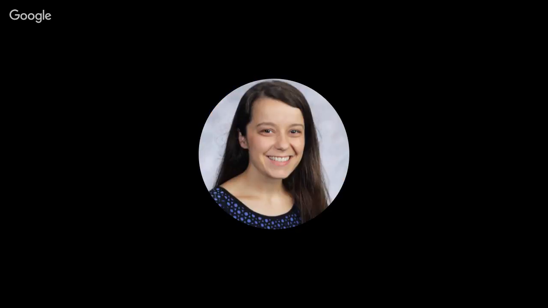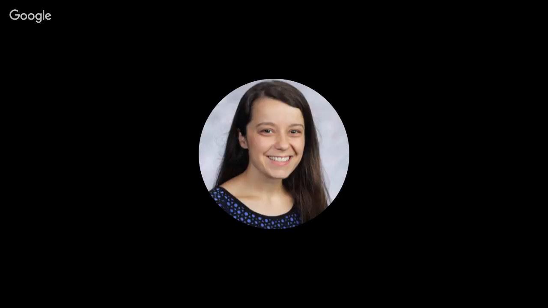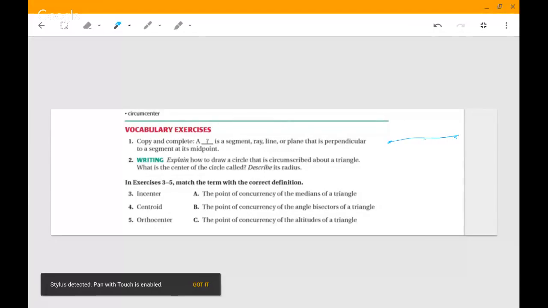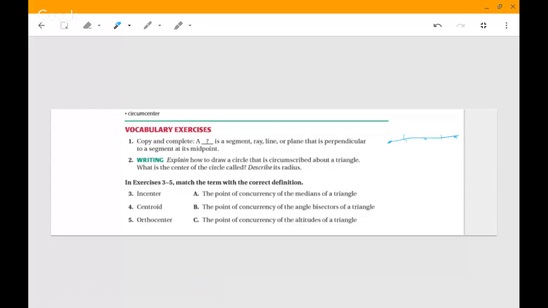Okay, so a blank is a segment, ray, line, or plane that's perpendicular to a segment at its midpoint. Which one has the word perpendicular in it? Would it be like a circumcenter? No. This one is just perpendicular to a segment at its midpoint. So here's a segment that's crooked, and here's its midpoint. And it says, what do you call this thing that comes down? Perpendicular bisector. Yep.